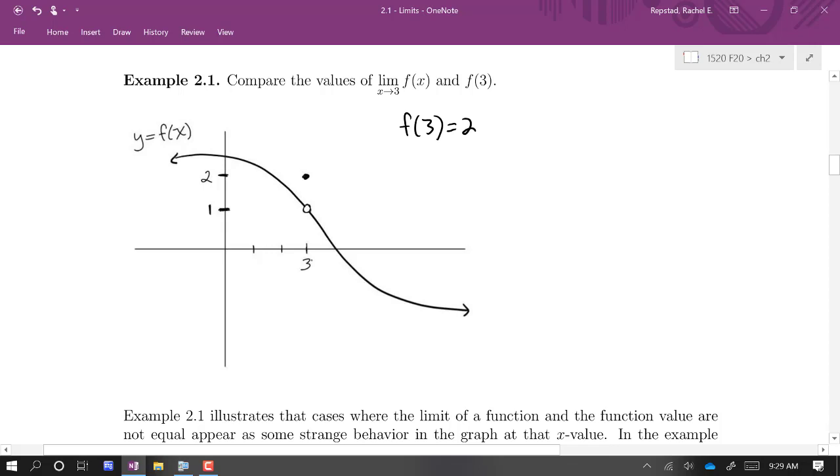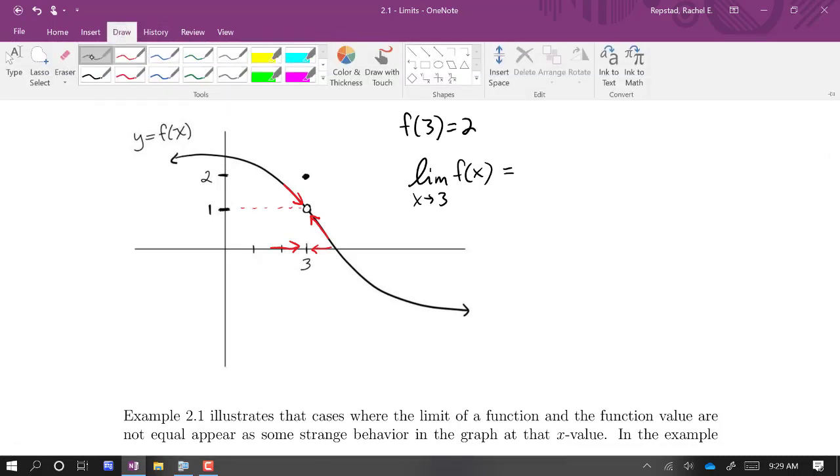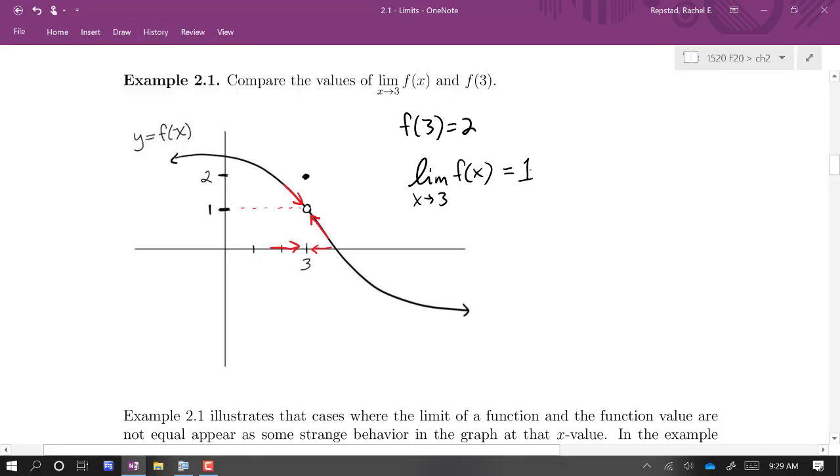However, the limit as x approaches 3 of f of x is, let's see, if we let x zero in on 3 from either direction and trace along the curve, then the y coordinates are approaching 1. So here's an example of a function that is defined at 3, but the limit of the function as x approaches 3 is not the same as f of 3.